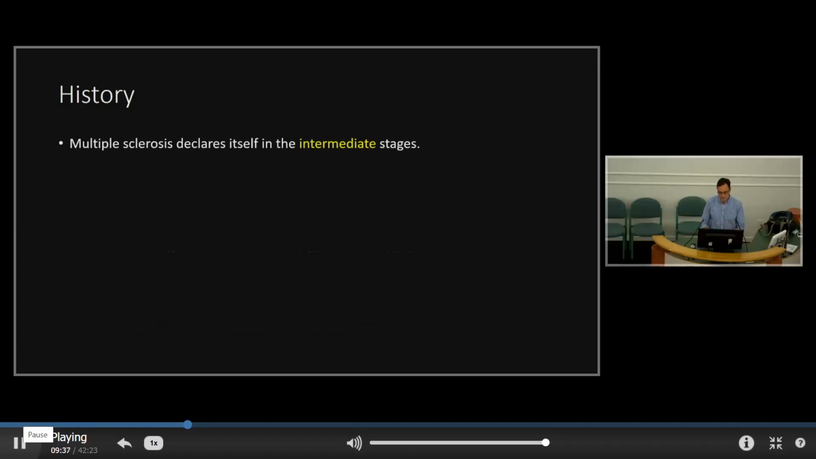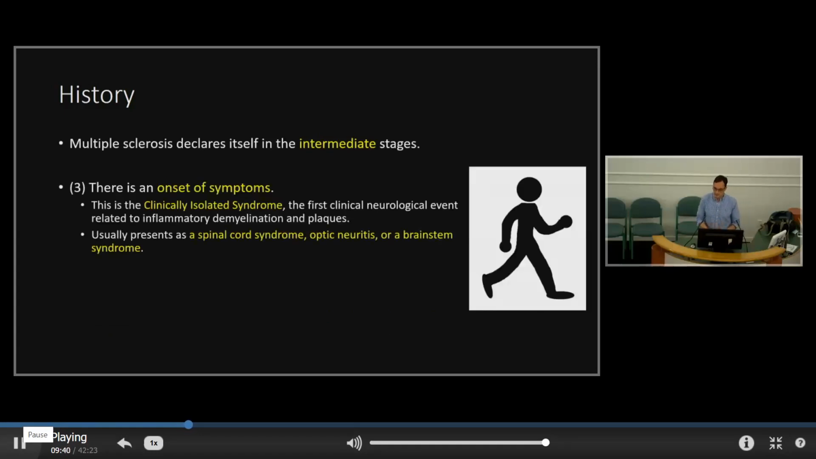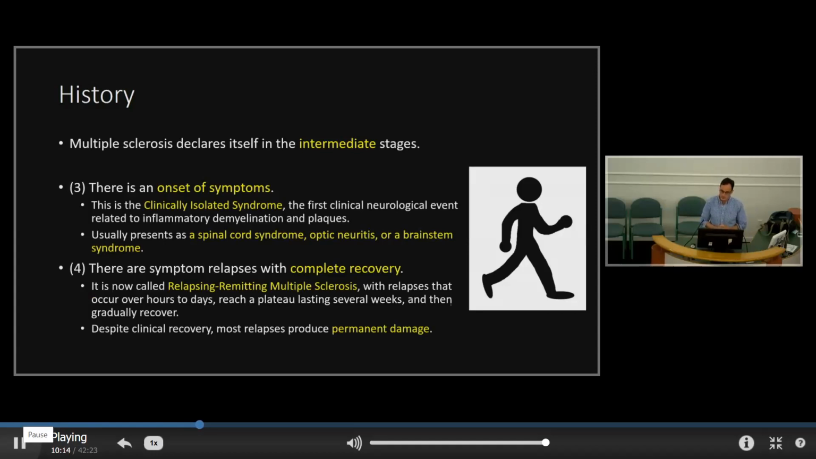So intermediate stages. So this is where your symptoms start to really come. So the first onset of symptoms, you don't usually call it MS. Sometimes you can, but usually you'll call that a clinically isolated syndrome, or CIS, as opposed to the radiologically isolated syndrome. That's RIS. So the CIS is the first neurological event related to the inflammatory demyelination of plaques, and it'll present as a spinal cord syndrome or optic neuritis or a brainstem syndrome, it could be any of these things. And it's sort of a one-off, and usually you can't make the diagnosis of MS, but you tell the person, well, you certainly have an increased risk, and we just have to see how we go and wait and see if there's another attack.